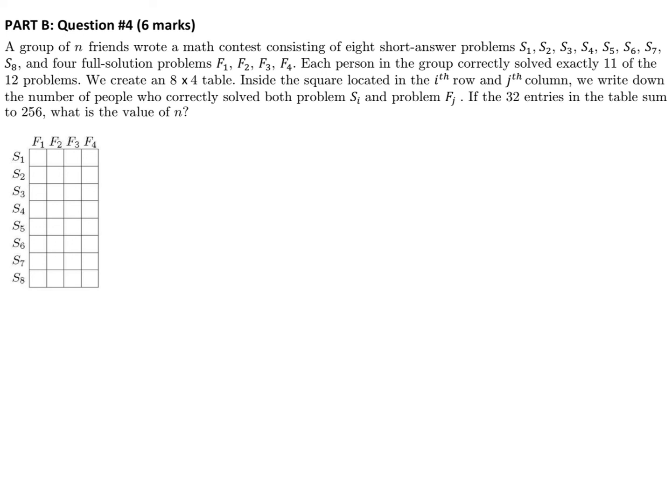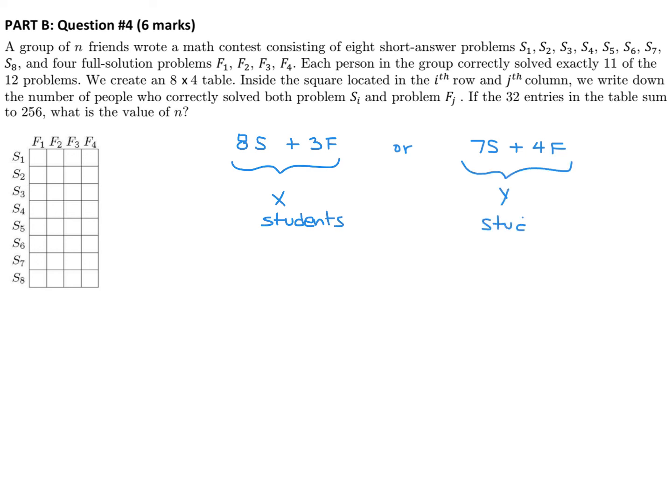Okay. Each student solves 11 problems, right? Each person solved 11 problems. So that means that that could have been either 8 of the S's plus 3 of the F's, or it could be 7 of the S's plus 4 of the F's. Both of these scenarios are indicating 11 problems being solved. So this group, I will say x students solved 11 problems that way. And this group, I'll say y students solved 11 problems that way.